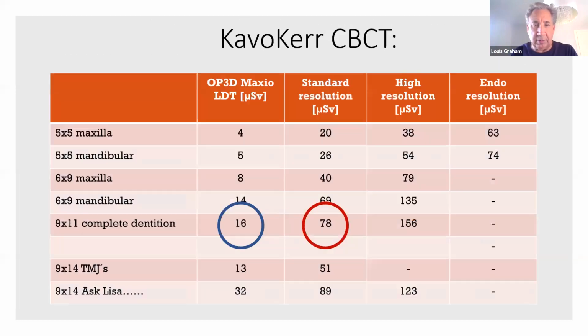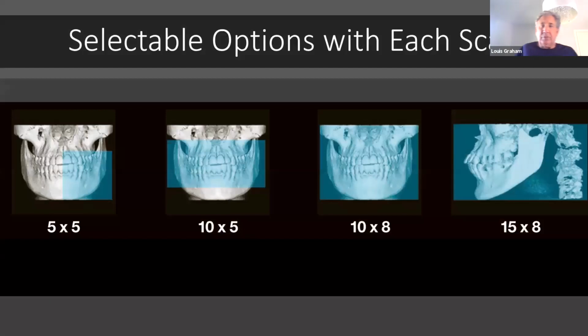This is CAVO-CUR, standard resolution, 78 microsieverts in their 9 by 11 system. So again, these systems all have so much more value because there's so much more information, and routinely with the same or less radiation of a full mouth series of x-rays. For those of you who are scanning, you don't need to see this.